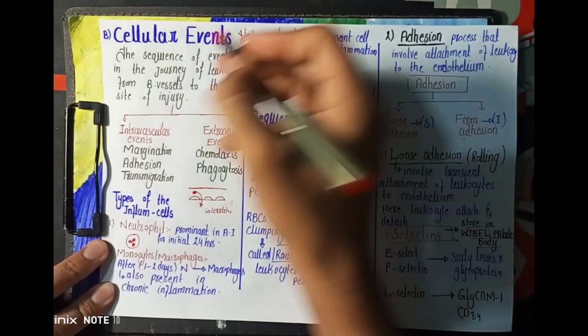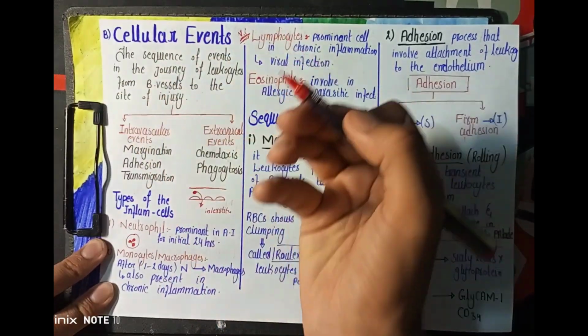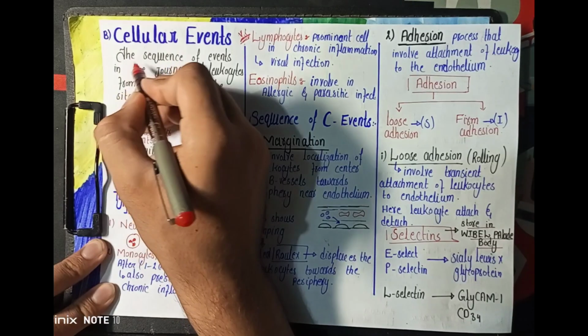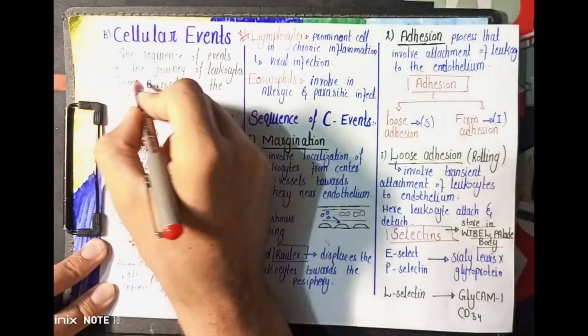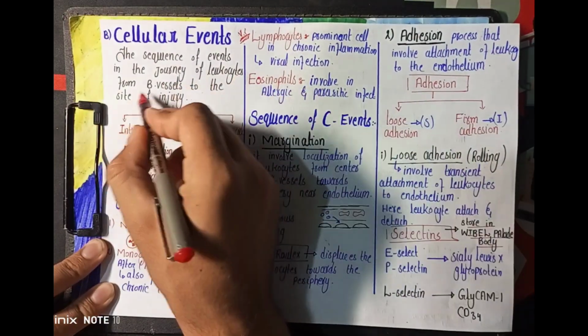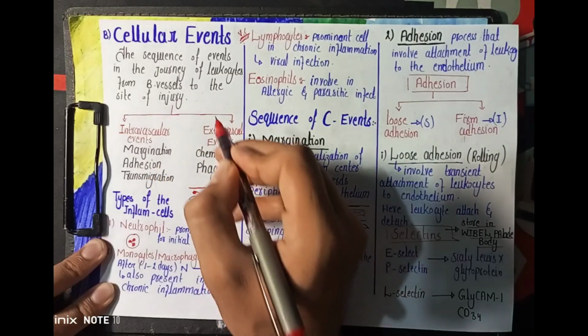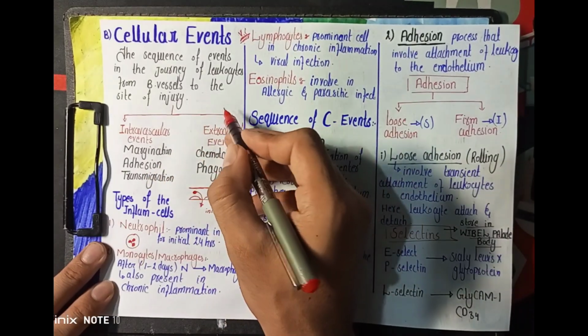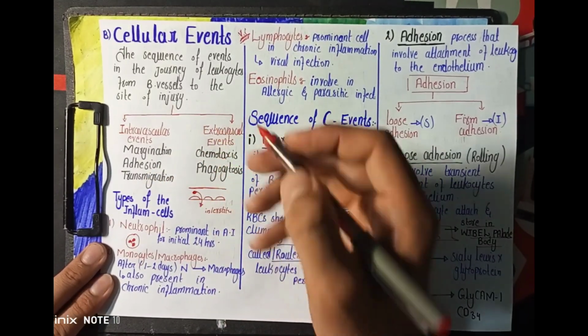अब दोस्तों हमारे साथ है सेलुलर चेंजेस आर द सेलुलर इवेंट्स। तो इसको हम डिफाइन करते हैं एज द सीक्वेंस ऑफ द इवेंट्स इन द जर्नी ऑफ ल्यूकोसाइट फ्रॉम ब्लड वेसल टुवर्ड्स द साइट ऑफ सेल इंजरी और द इंटरस्टिशियम इज नोन एज सेलुलर इवेंट्स। सेलुलर इवेंट्स में हमारे साथ क्या होता है?